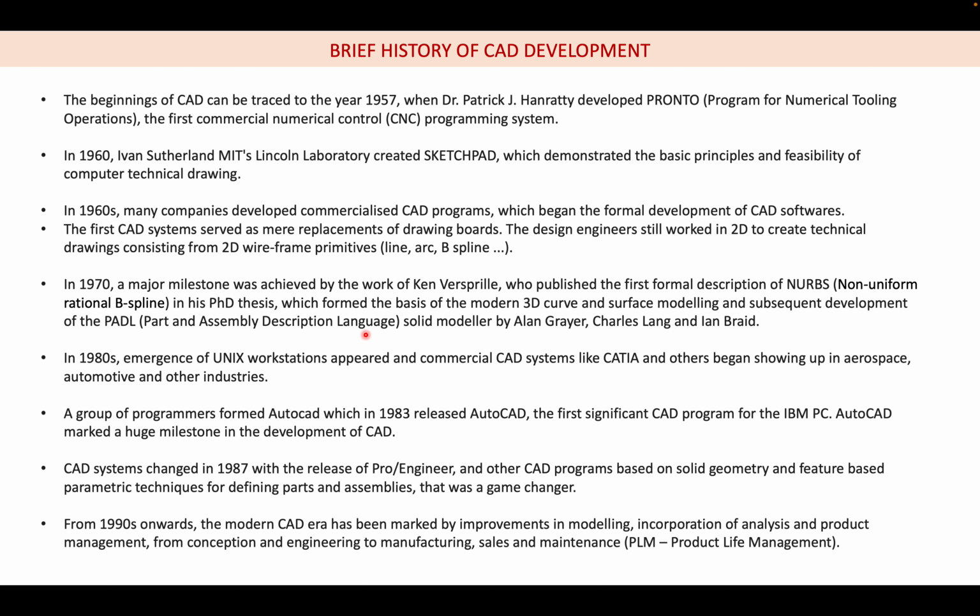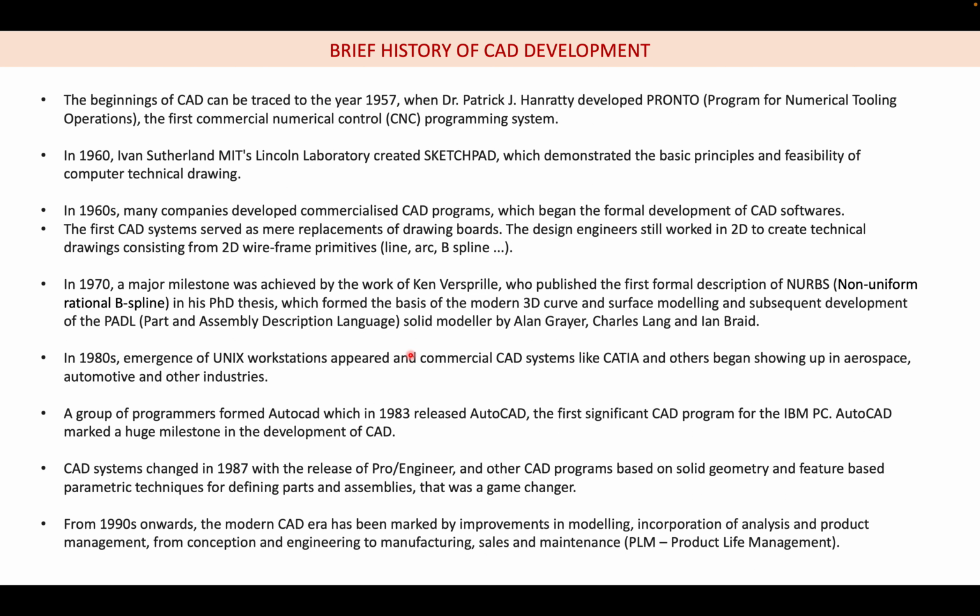Later in the 1970s, a major milestone was achieved by the work of Ken Versprille, who published the first formal description of something called NURBS, the full form of which is non-uniform rational B-spline, in his PhD thesis, which formed the basis of modern 3D curve and surface modeling. So from 2D, we have now come into the 3D era. There was the basic 3D curve and surface modeling and the subsequent development of the part and assembly description language. This is a software which helps us to model solids. It was developed by Alan Grayer, Charles Lang, and Ian Braid.